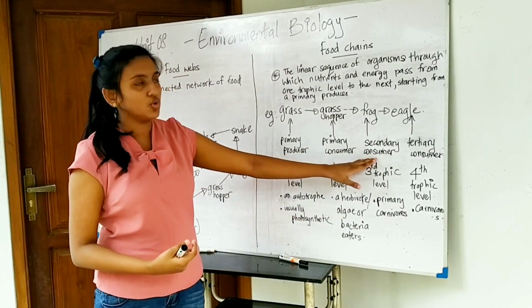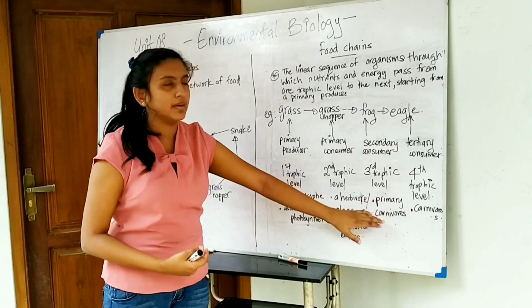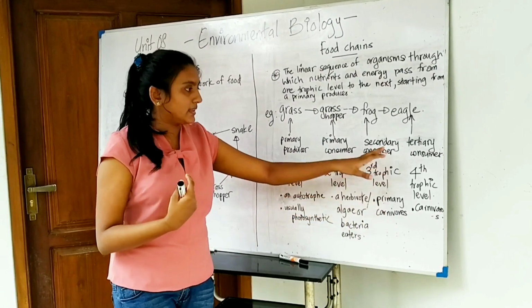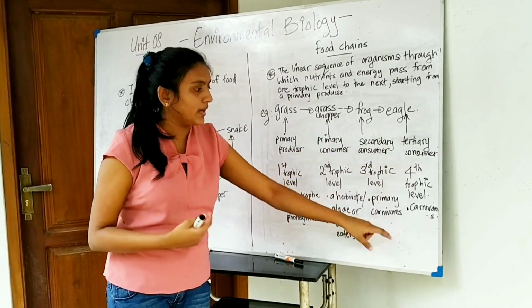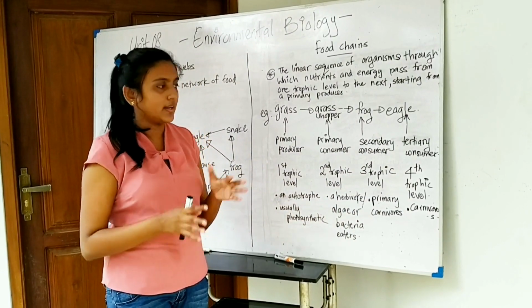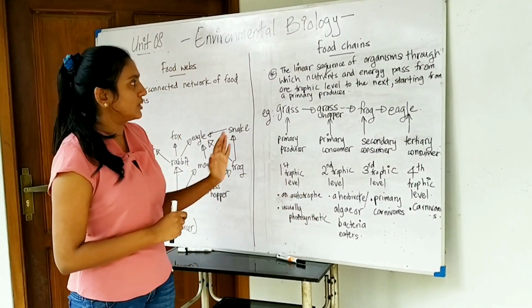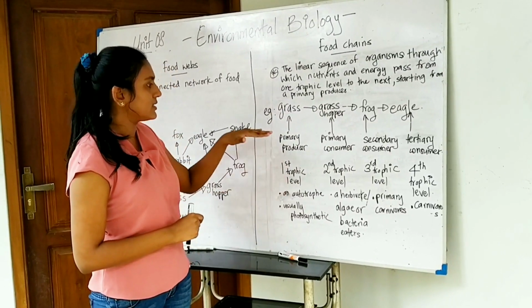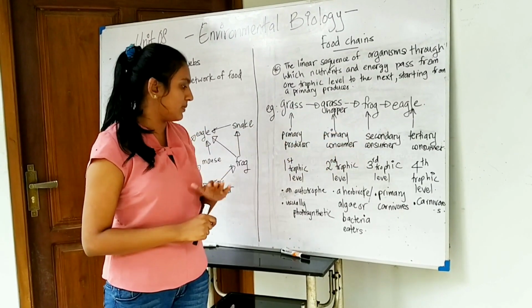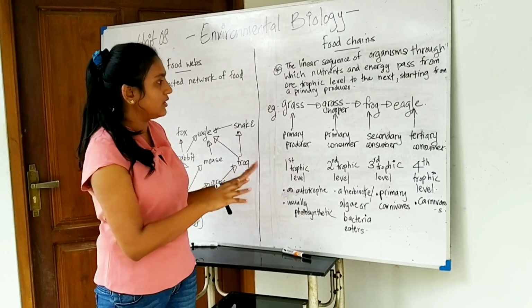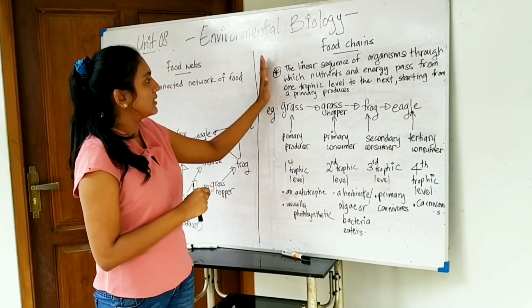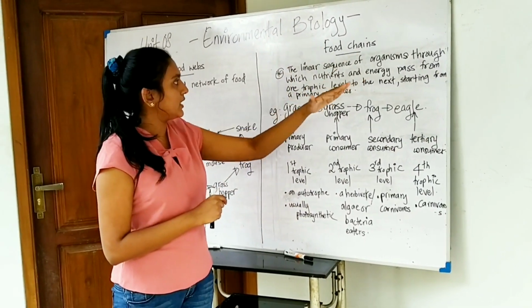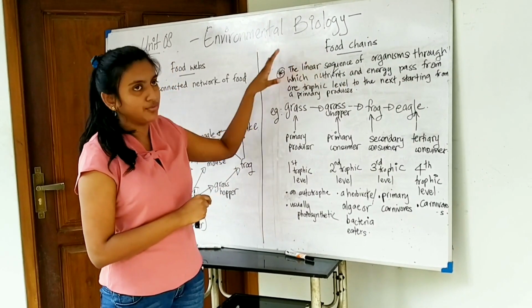Secondary consumers are normally considered primary carnivores, and tertiary consumers are normally the real carnivores, right? The real carnivores. So this is everything about the food chain, the trophic levels, the producer and consumer levels, and all these things. Then, looking at this, we can build up a standard definition for a food chain.